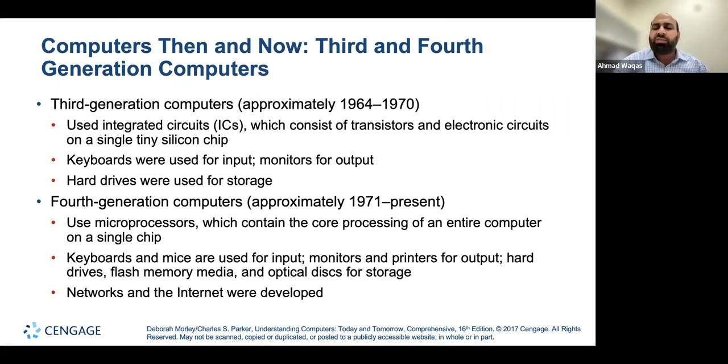Hard drives, flash drives, and optical discs are used to store, and we are still using flash drives and optical devices for storage. Networks and the internet were developed. The internet and networks started in the early 90s, which actually falls in the fourth generation. From here, computers became accessible for everyone: for home users, for individuals, and for businesses.